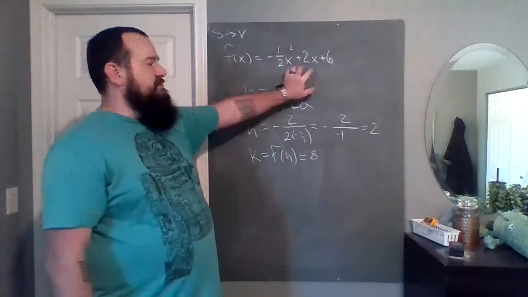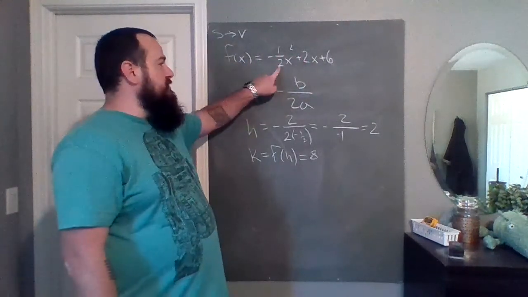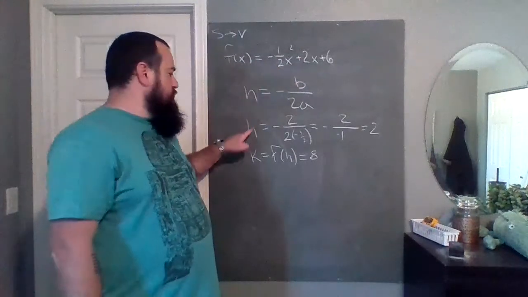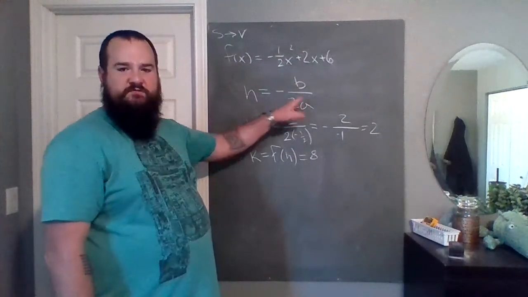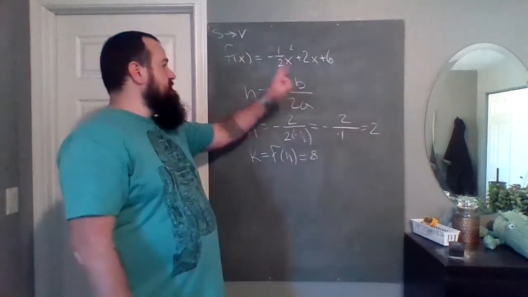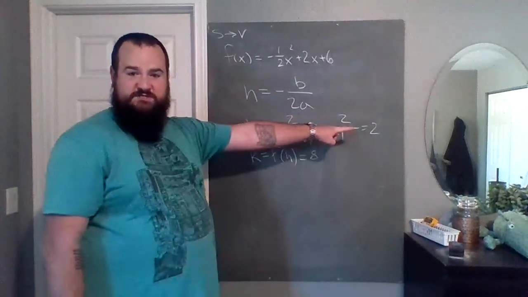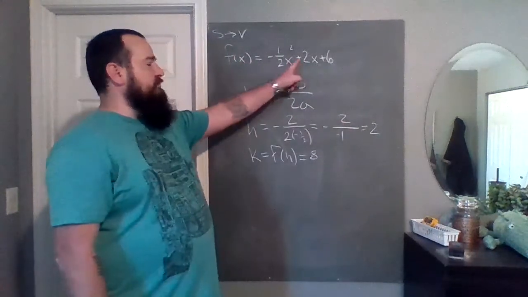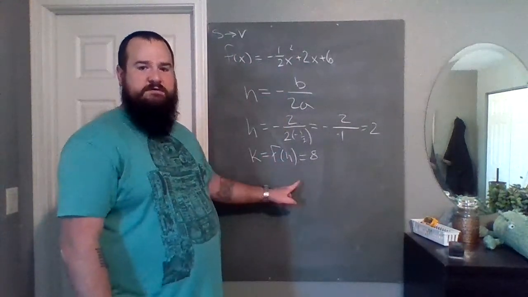We have this standard form, which means we know our a. We then found our h value using this little formula here. Found that h was 2. We took that k value, we took that 2 value for h, plugged it into our function, and we got our k value, which is 8.